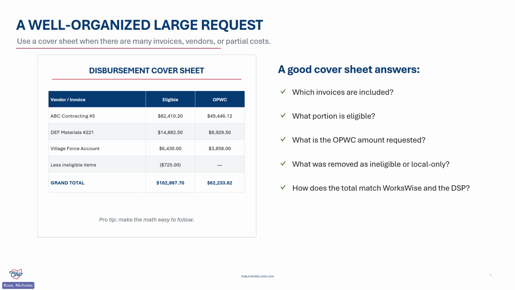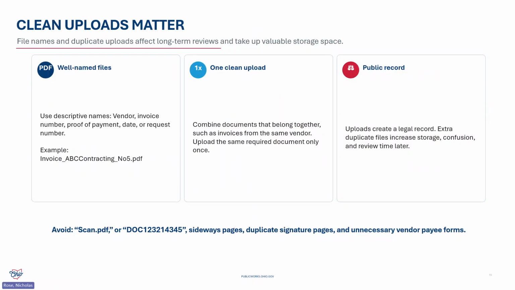The same idea applies to individual files you'll upload. You'll want to use file names that tell us what we're opening. For example, invoice ABC contracting number 5. Much more useful than just scan.pdf or a long string of numbers. You can combine documents that belong together. For example, several invoices from the same vendor can often be one PDF, but keep unlike documents separate. The invoice, disbursement signature page, proof of payment, and other required document types must be identifiable and uploaded under their appropriate submission type.